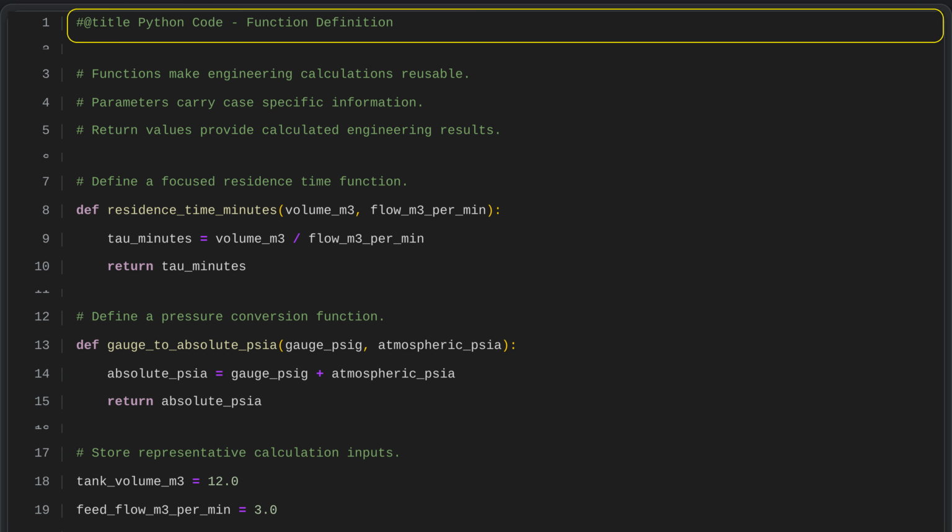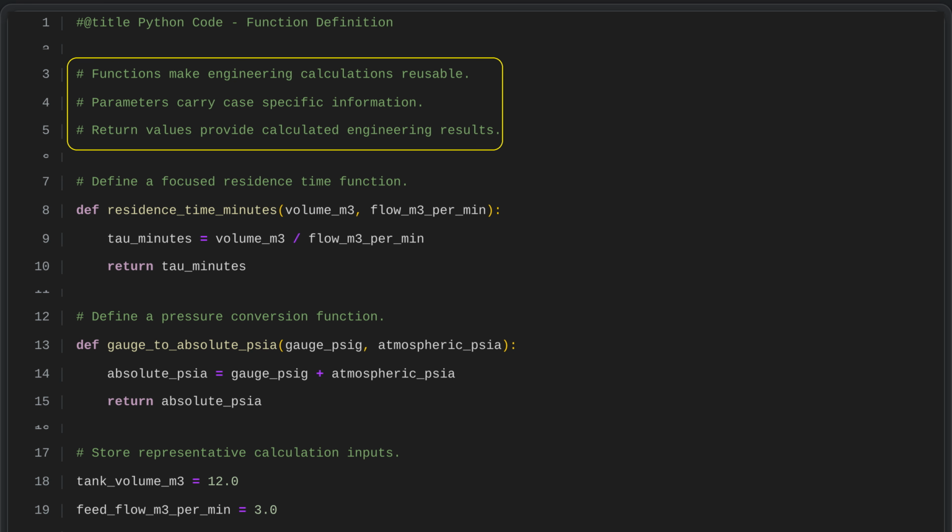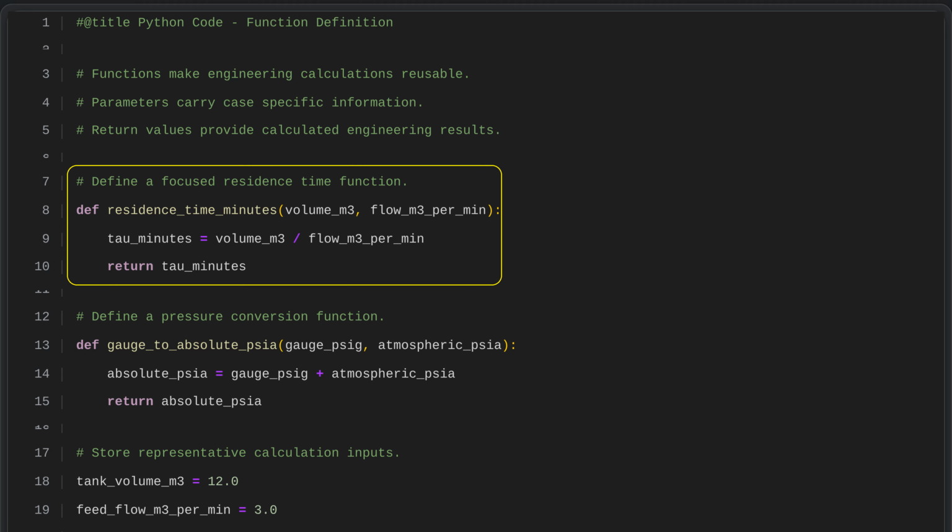Python code. Function definition. Functions make engineering calculations reusable by separating the general procedure from the details of a specific case. Parameters provide those case-specific inputs, and return values give back the calculated engineering results. The residence time minutes function calculates how long a fluid remains in a tank. It takes the tank volume and the flow rate as inputs, then finds the residence time by dividing volume by flow. The function returns this value in minutes, so it can be used elsewhere in the program.